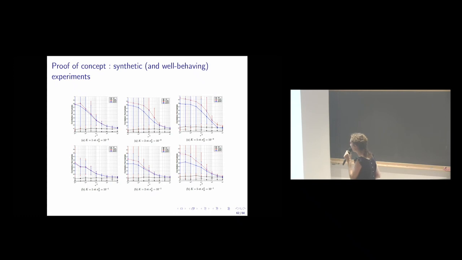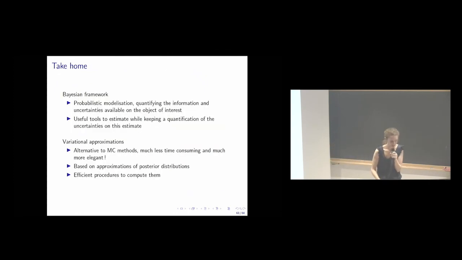And here, this is when you increase the noise, so the transition variance in your Markov chain. Okay, I'm almost done actually.